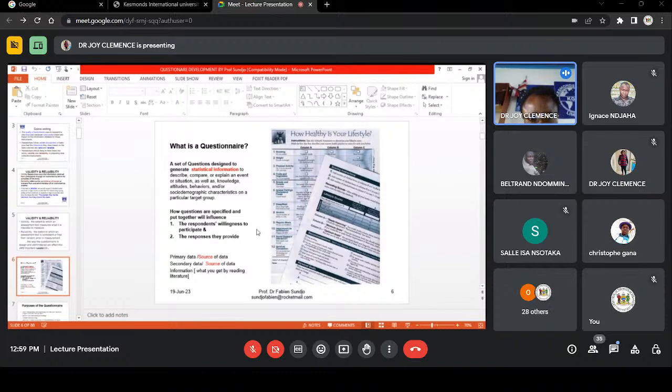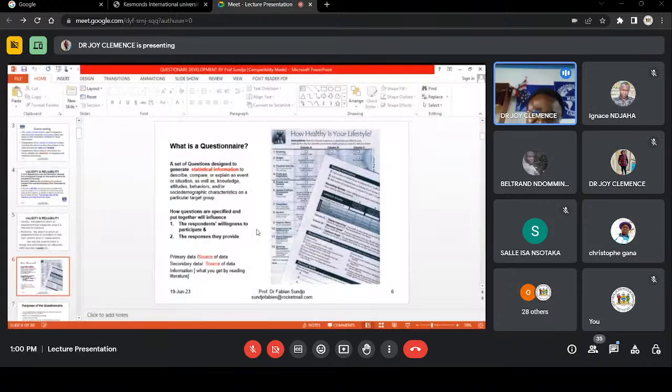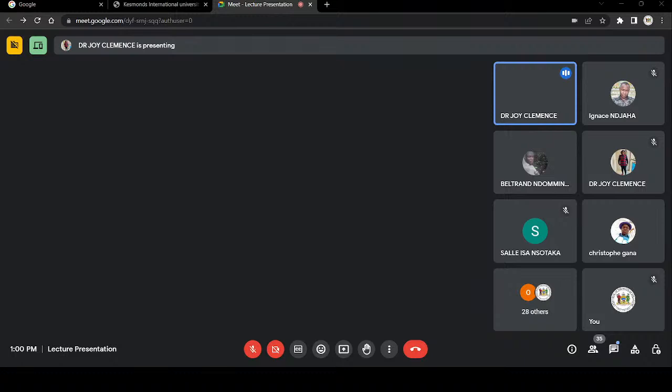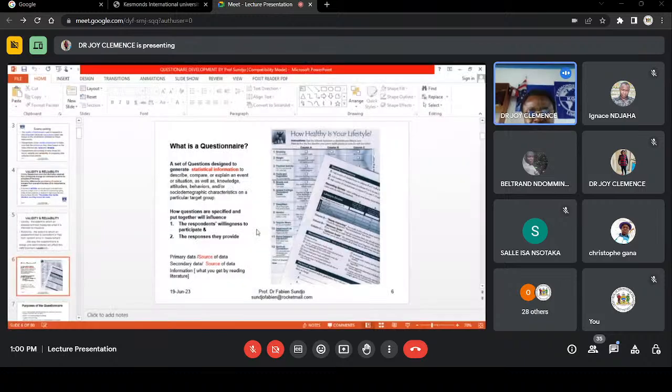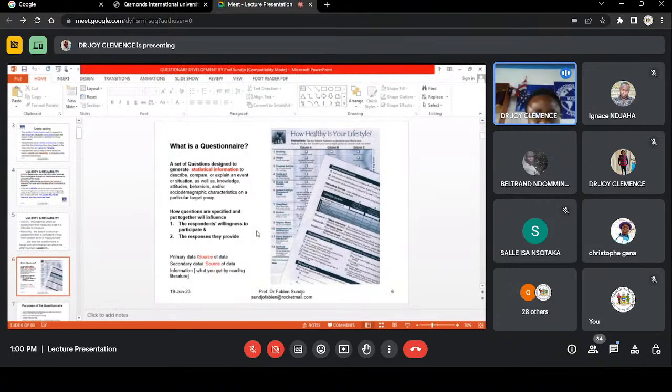What shall we do with this statistical information? It will permit us to describe, compare, explain and understand the attitude and behavior of the sample we administer the questionnaire to. I want to insist again on statistical information because I'm tilting towards quantitative study. A questionnaire could also be used to obtain information that is not statistical; that one could be for qualitative study.